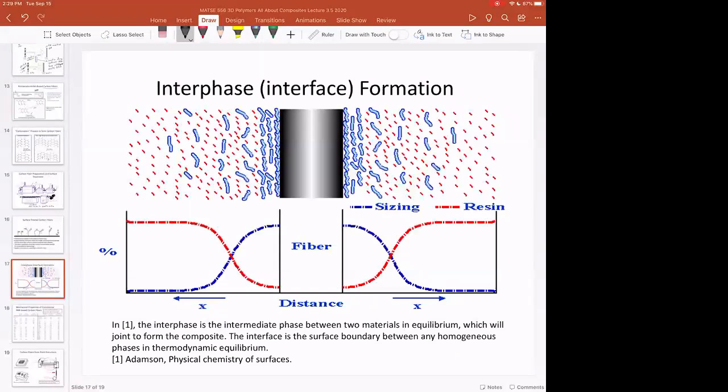So again, we're trying to create this interphase. And this is just an example of how it might look in terms of your concentration gradient of sizing that's close to the fiber, and then your resin. And so you make this really nice interface. And of course, the sizing agent and the resin have to be compatible in order to get good adhesion.